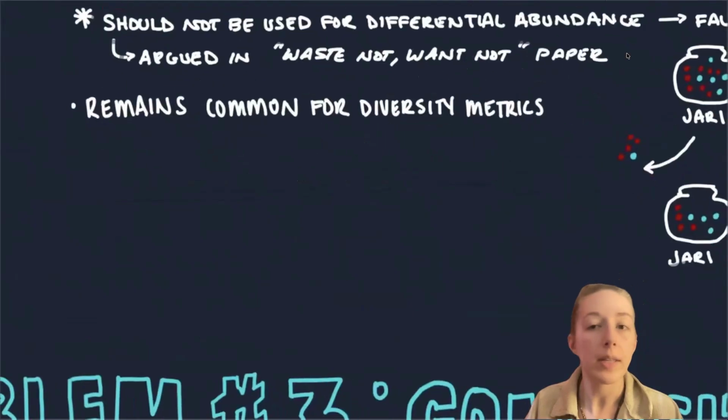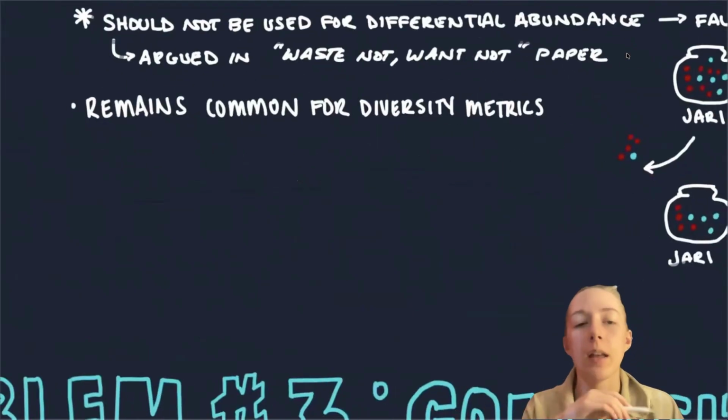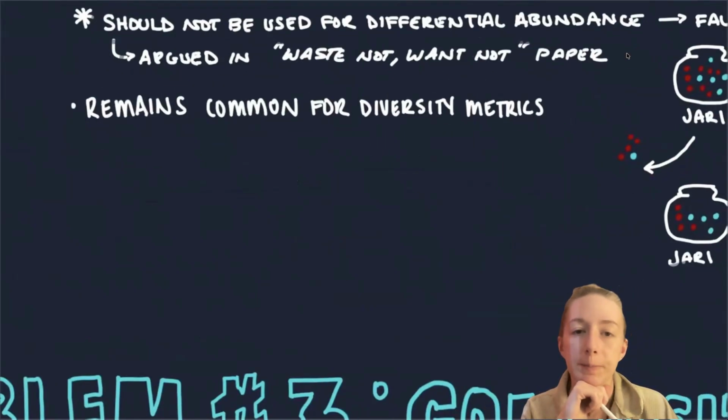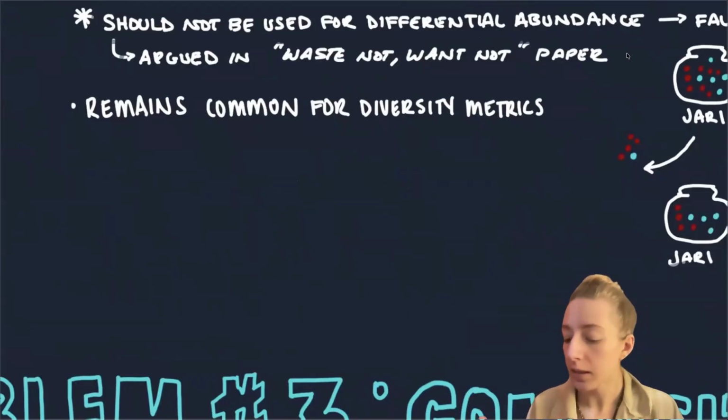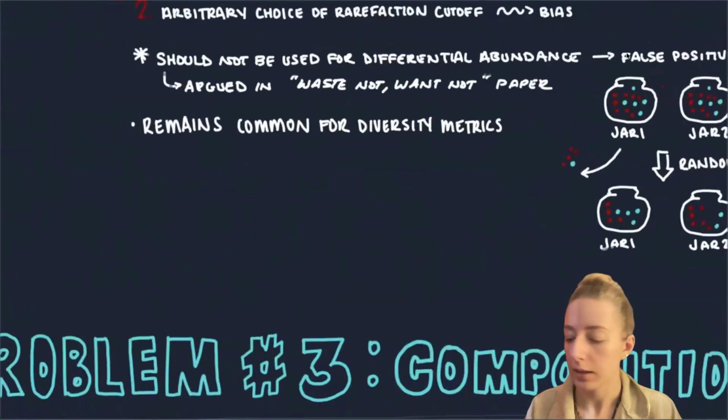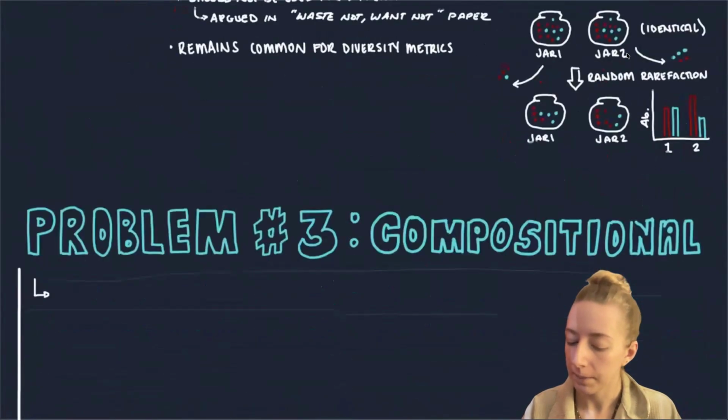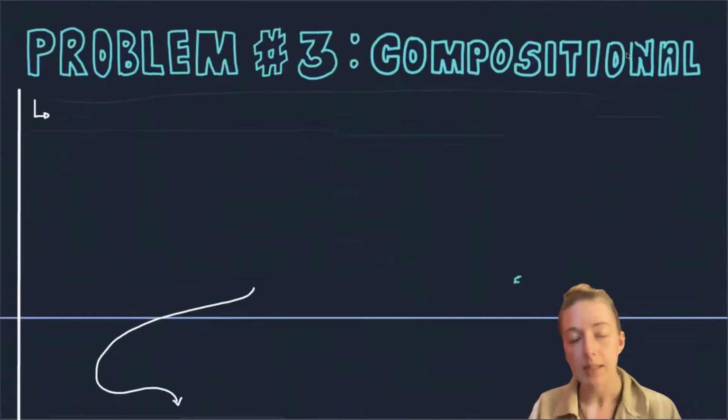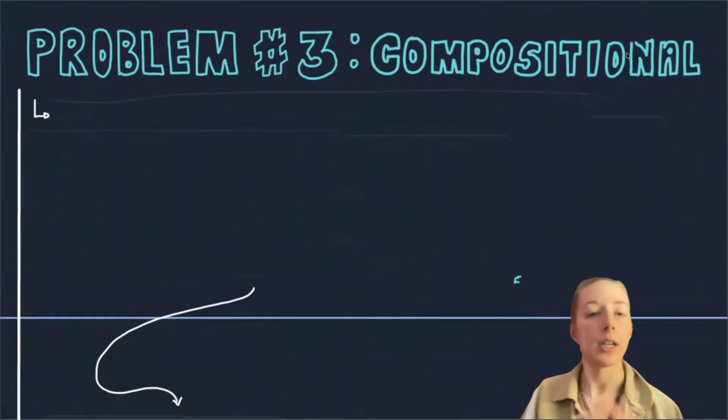And that's also argued in the "Waste Not, Want Not" paper, as your reading material. So rarefaction remains common for diversity metrics, but it is not recommended for differential abundance. Another problem we face in microbiome research is compositionality.